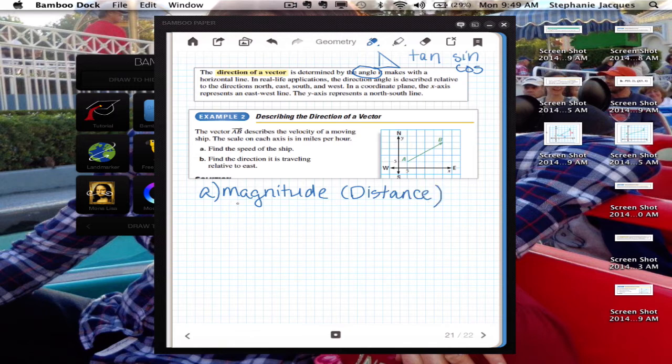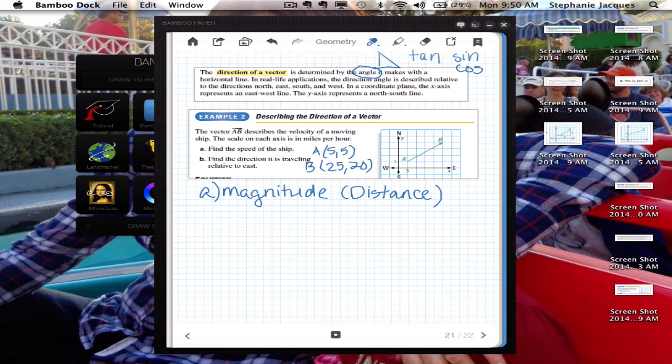So let's look at our points. So point A is going to be over 5, up 5. So I'm going to write that right there so I have it. 5, 5, because it looks like they're going by 5s. So if they're going by 5s, let's find b. So 5, 10, 15, 20, 25. And it's up 5, 10, 15, 20. And that's my b. So here's my initial point, and here is my terminal point.